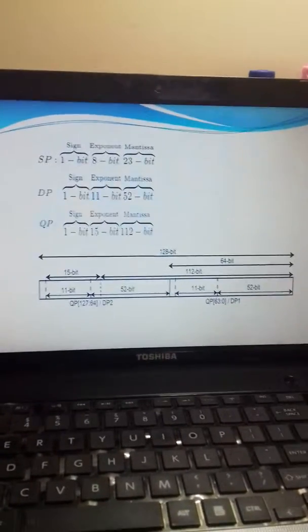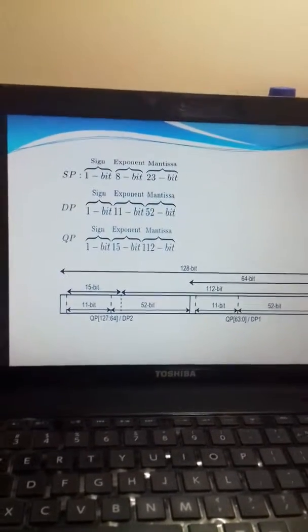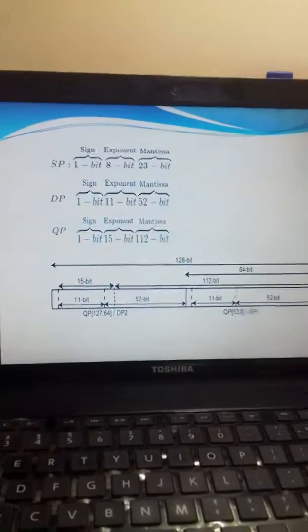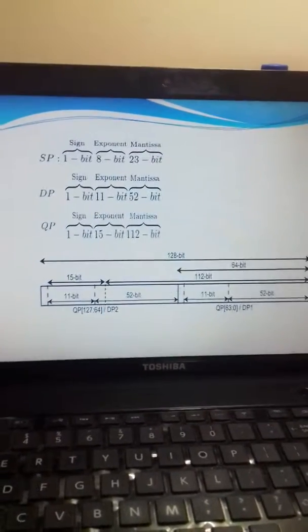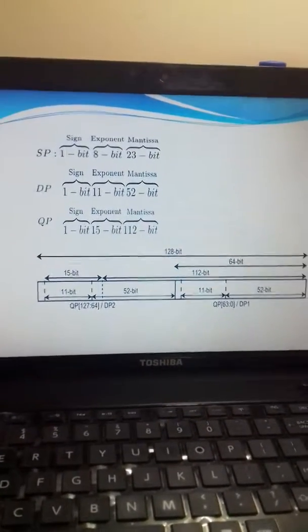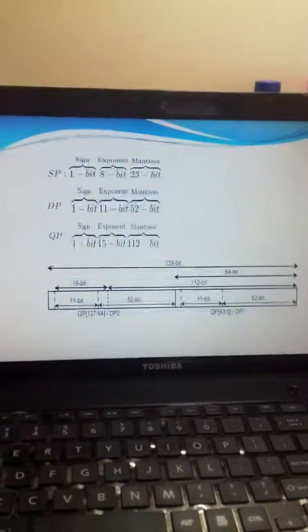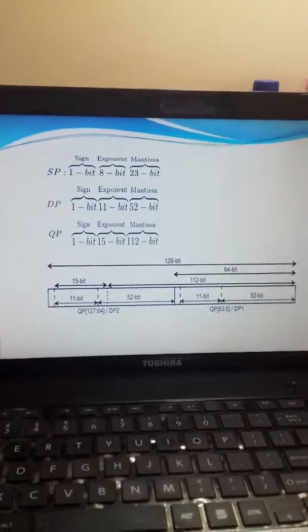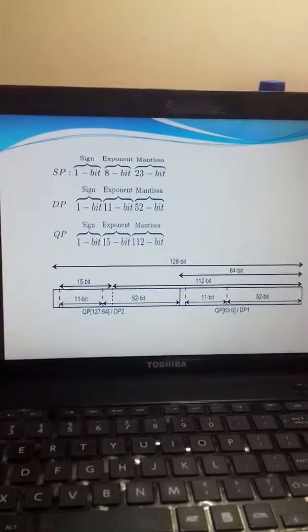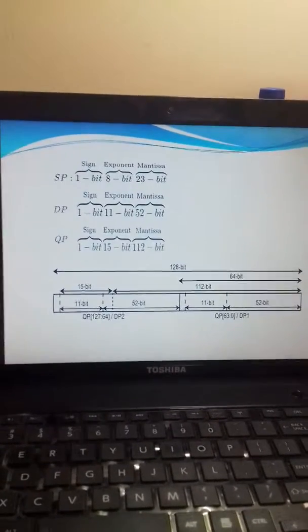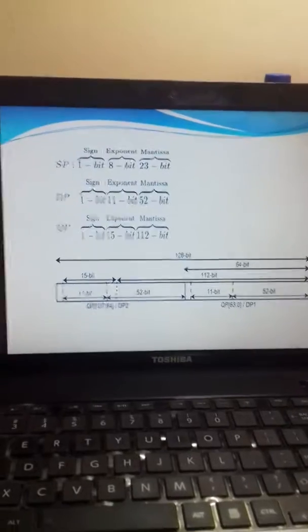And this is the basic of single precision, double precision and quadruple precision. Single precision has a mantissa of 23 bits, exponent of 8 bits and sign of 1 bit. Like that, double precision has a mantissa of 52 bits, exponent of 11 bits and sign of 1 bit. And quadruple precision has a mantissa of 112 bits, exponent of 15 bits and sign of 1 bit.